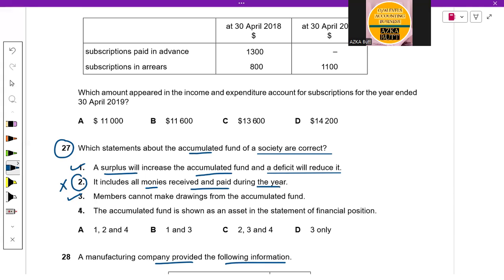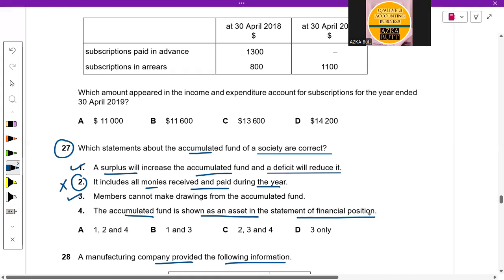And now let's read the fourth. The fourth option is saying that the accumulated fund is shown as an asset in the statement of financial position. So this is incorrect because the accumulated fund is shown as a part of equity or reserves on the liabilities side, not in the assets. So this is also not right. So only one and three are right. So B is the right option.